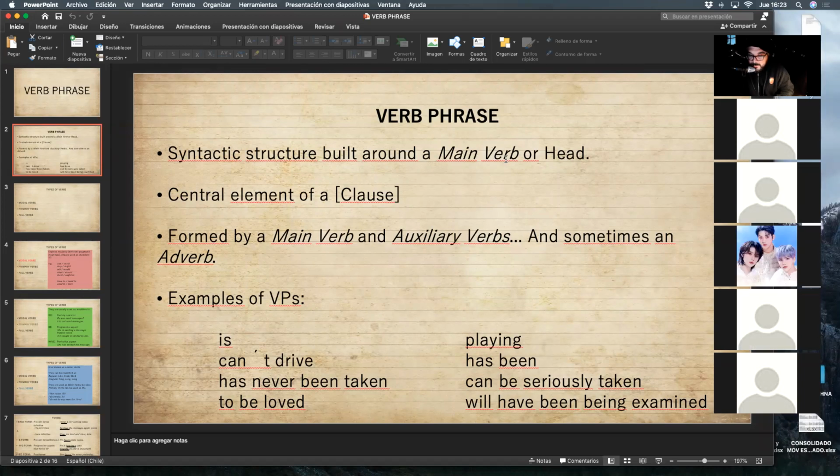Why is a verb phrase so important? Well, it is so important because it is the verb phrase, the one which will provide the idea of valency pattern, which is the pattern that clauses in the English language follow, right? So the idea of subject, verb, object, complement, and adverbial comes at this point. A verb phrase is formed by the presence of a main verb and auxiliary verbs, and sometimes an adverb.